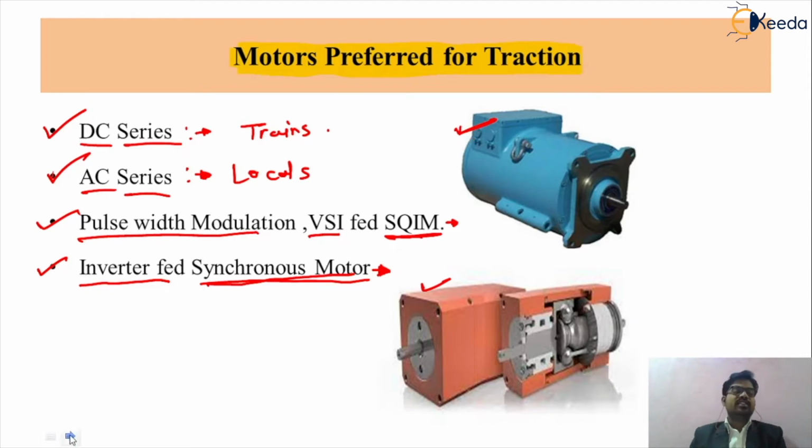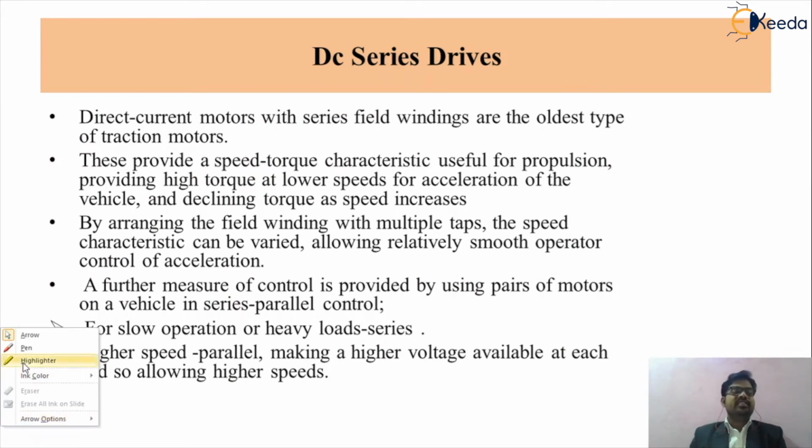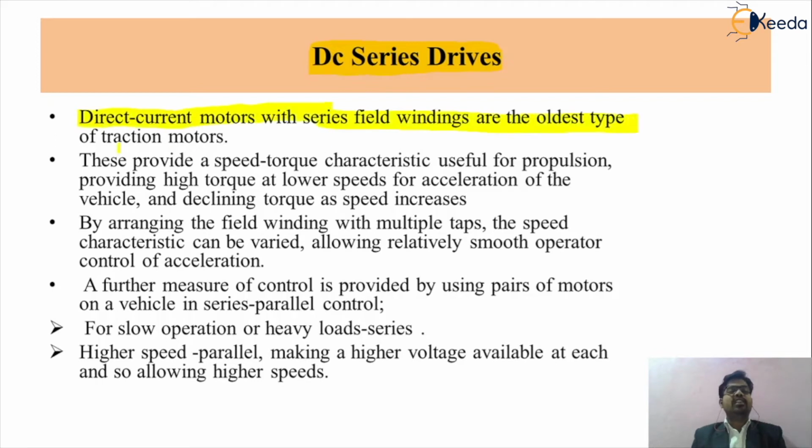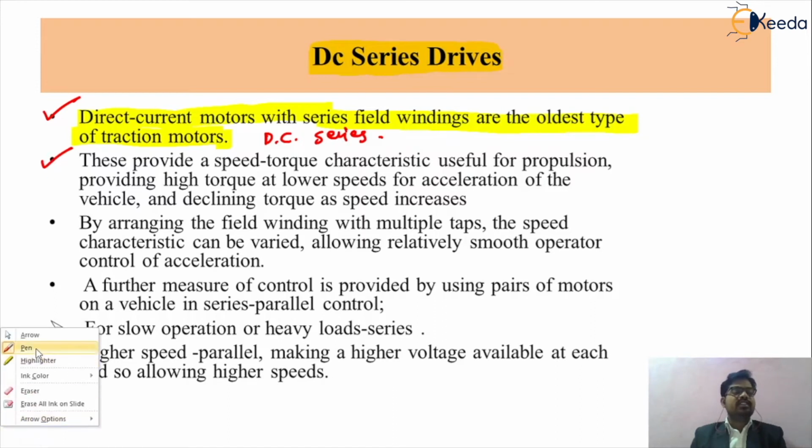Now friends, we have to understand in detail why we are selecting the DC series drive for a particular traction application. Direct current motors with series field windings are the oldest type of traction motor, because the DC series motor is very popular. So this is the DC series motor, the oldest type of motor. Why are we selecting it for this purpose? Because of its inherent characteristics. What are the different characteristics of the DC series motor?